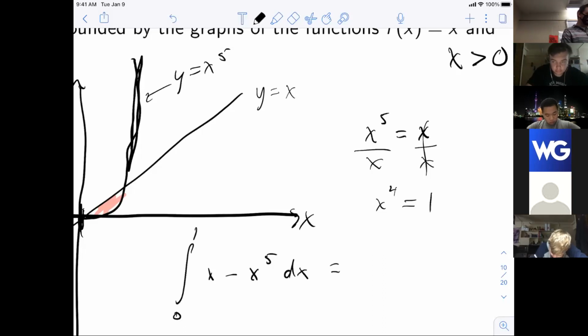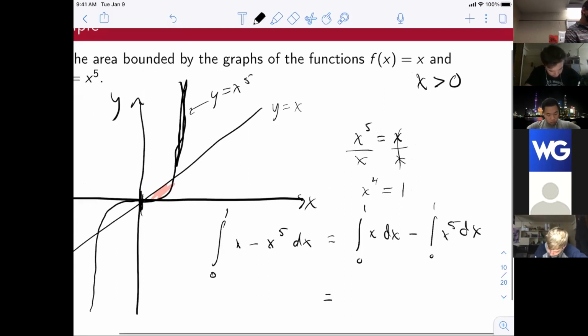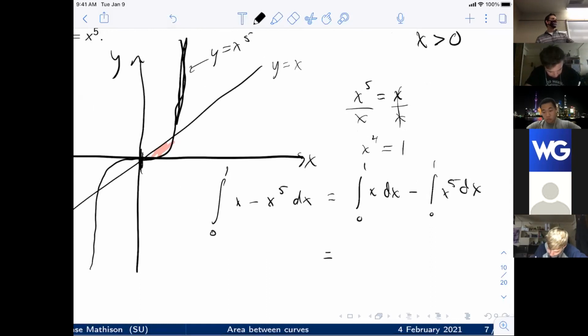This is it. All right, so what's the integral from 0 to 1 of x minus x to the 5th? Well, again, I can break that up. Integral from 0 to 1 of x dx minus the integral from 0 to 1 of x to the 5th dx. Okay, what's the integral from 0 to 1 of x? Or how do I find it? X squared divided by 2.